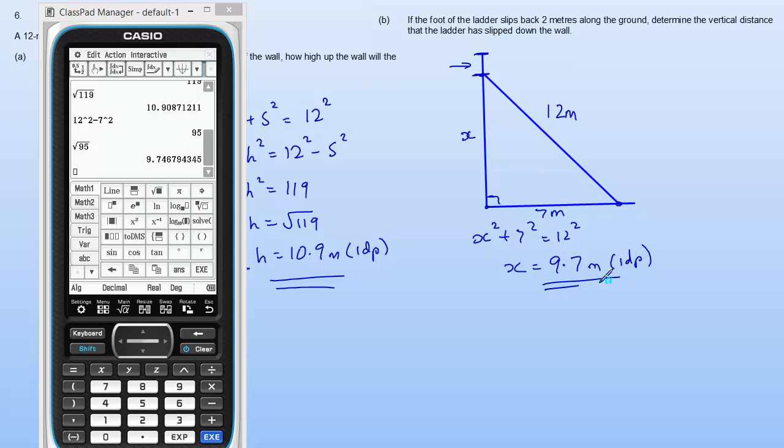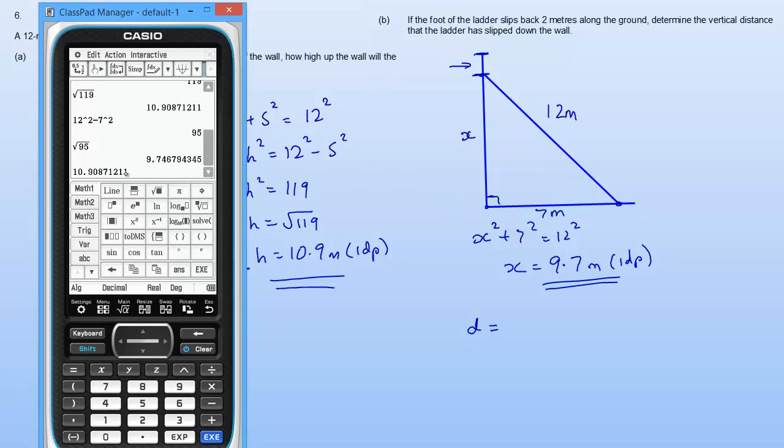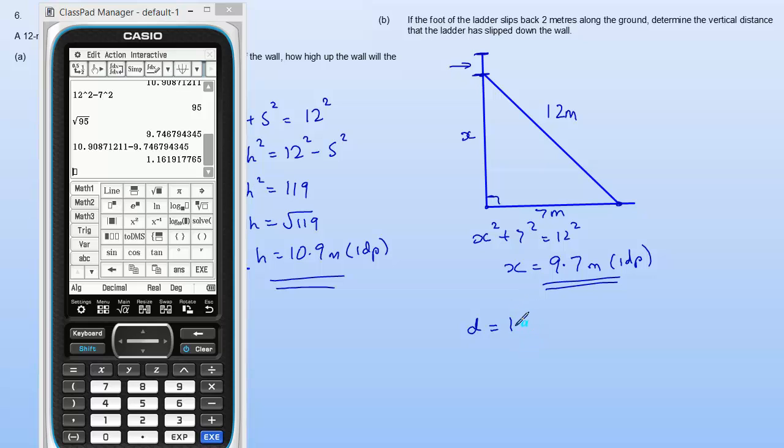Now, to avoid inaccuracies, I'm not going to use my rounded figures. I'm going to do this one, take away this one, and then round that. So that is going to be 1.16 metres, correct to 2 decimal places.